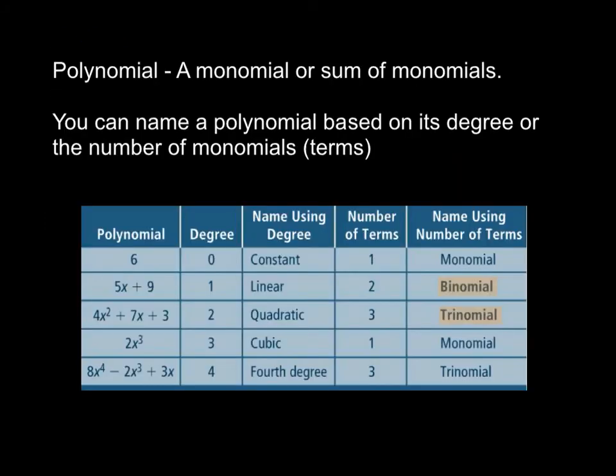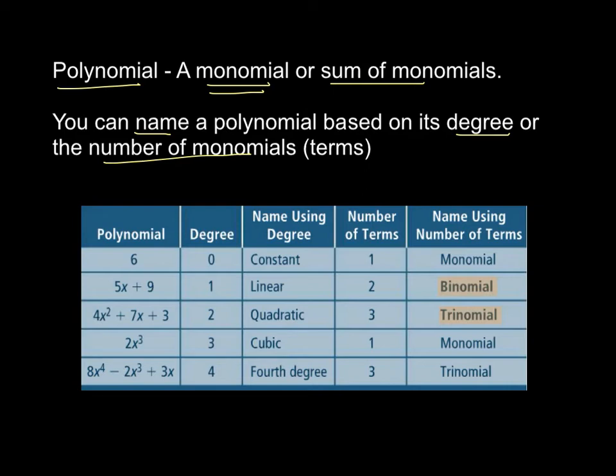So when we talked about polynomials, a polynomial, poly is a kind of a prefix for many. A polynomial could be a monomial, it can only be one term, or it could be a sum of monomials. It could be several of them being added or subtracted together. And we can name a polynomial based on its degree, which again is going to have to do with the exponents, or the number of monomials, or the number of terms in that polynomial. Okay? And here's a little chart to kind of help you out. Okay, a polynomial that just simply has the number 6.